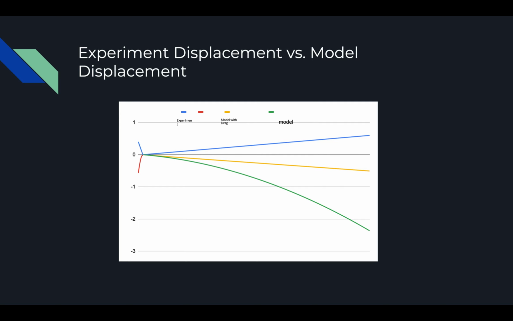As we can see, there's a lot less space between the yellow line and the blue line. And while it's not a perfect match, it definitely means the object's motion is much more accurately described by this model.